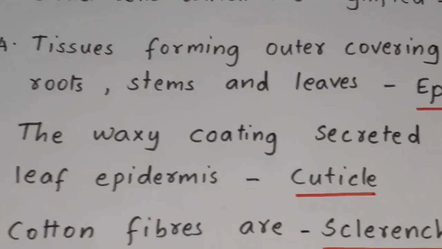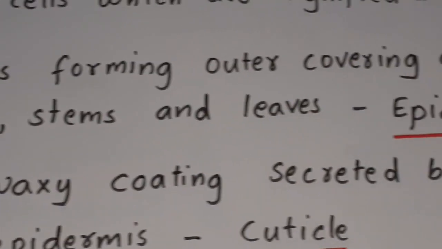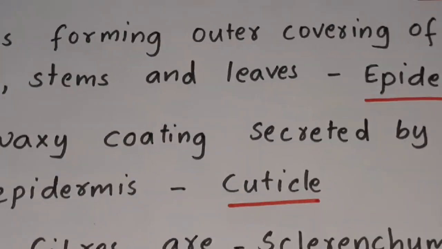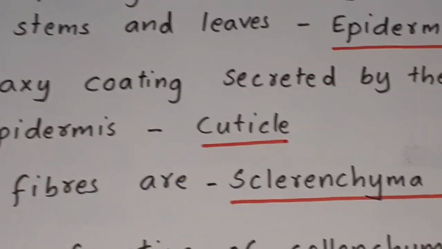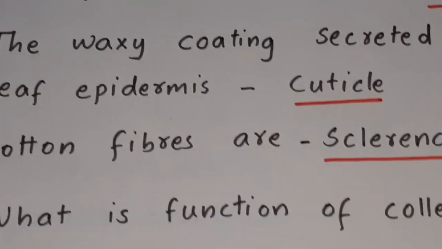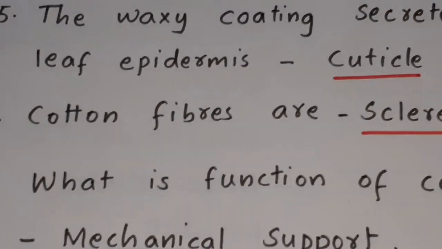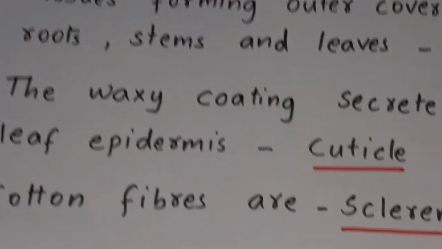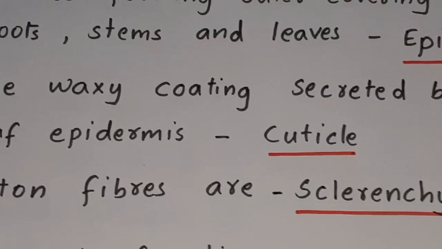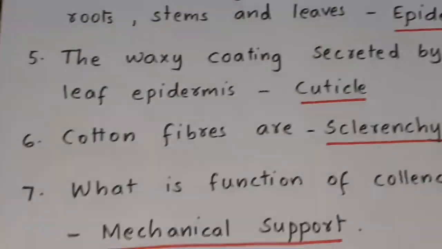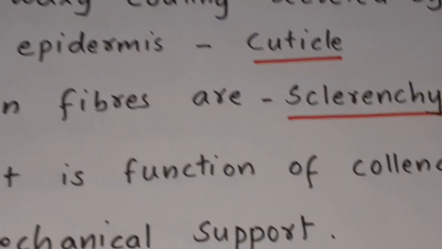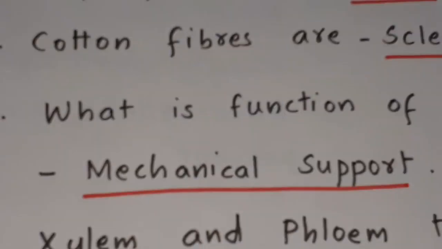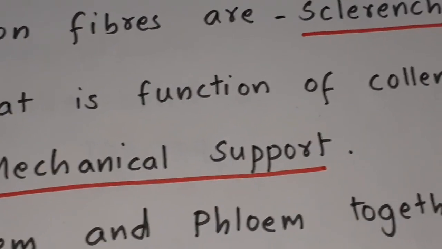And fourth is the tissue forming the outer covering of roots, stem and leaves. What is the outer covering? It is called epidermis. Dermal tissues we have seen. The next, the waxy coating secreted by the leaf epidermis. What is the name of that waxy coating? It's called cuticle, to prevent the loss of water. Sixth, cotton fibers, you have seen as examples. Cotton fibers are sclerenchyma cells.